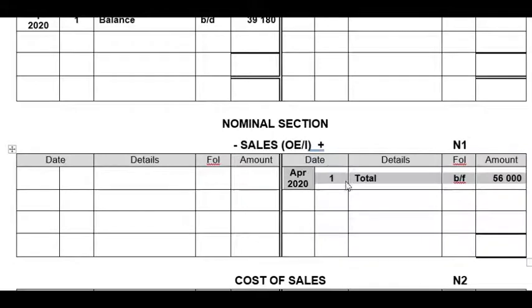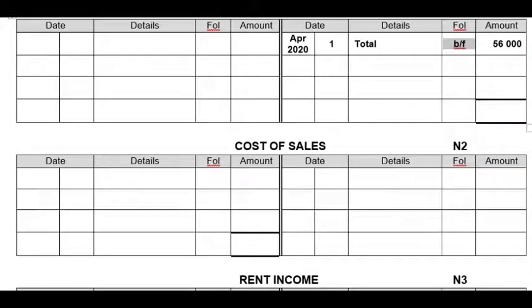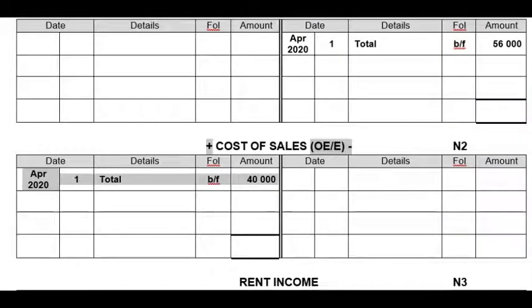And now if you look here, the details is total and the folio is brought forward, because in the nominal section, we don't balance accounts. We only total them and then we bring this total forward every single month. Okay, so cost of sales is an expense account. Expenses are the E of dead, that's why the opening balance is on the debit side.